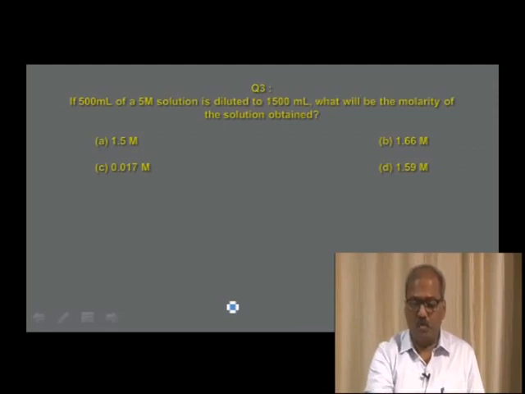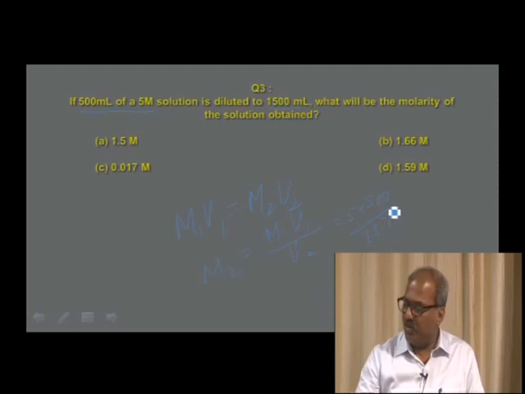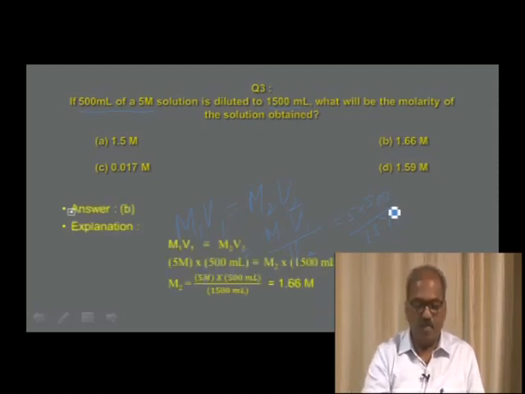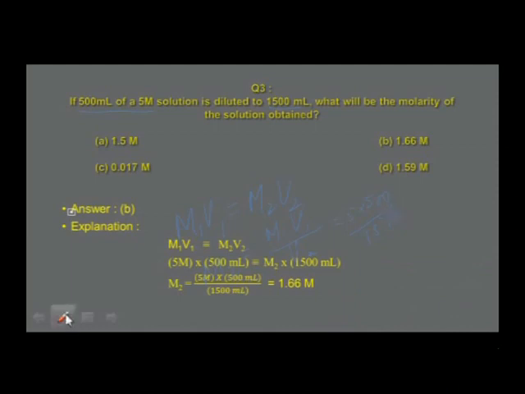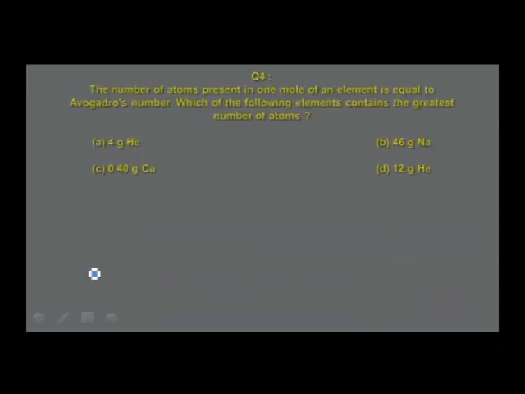The dilution formula one has to understand is M1 V1 = M2 V2. So if you assume these two as M1 V1 and this will be V2, therefore you have to calculate M2, that is M1 V1 divided by V2. So this is equal to 500 times M1, which is 5 molar, divided by 1500. Using this formula, the answer I have calculated is 1.66, and therefore the correct answer is given in option B, that is 1.66 molarity. We shall go to the next question.